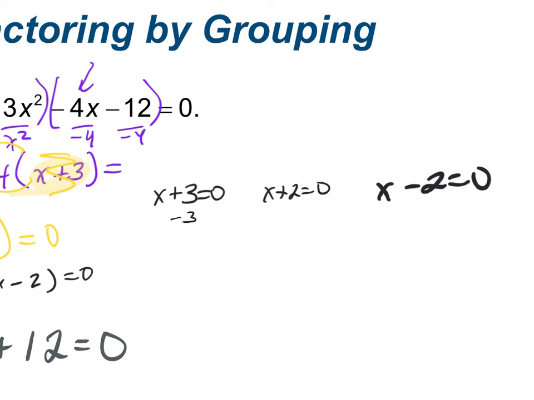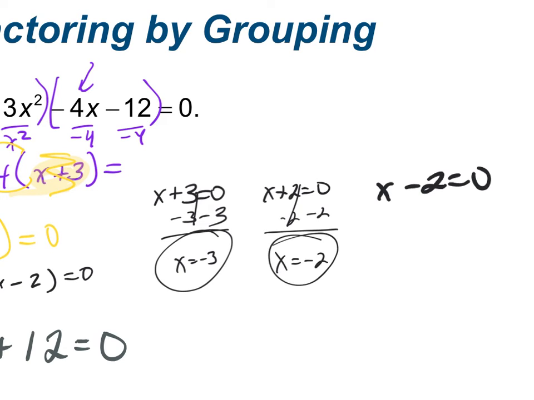So I'm going to subtract 3 from both sides, get x equals negative 3. I'm going to subtract 2 from both sides and get x equals negative 2. And then I'm going to add 2 to both sides and get x equals positive 2.